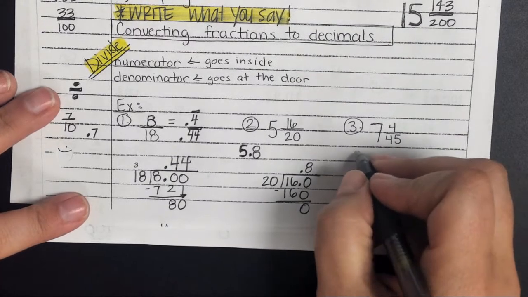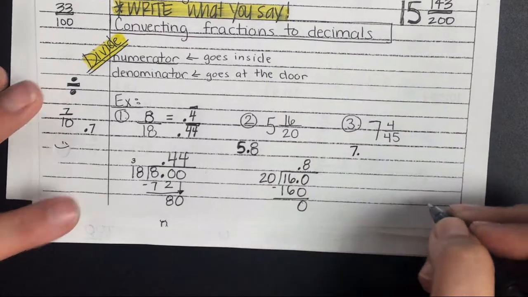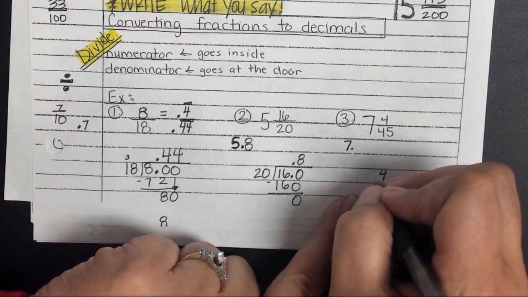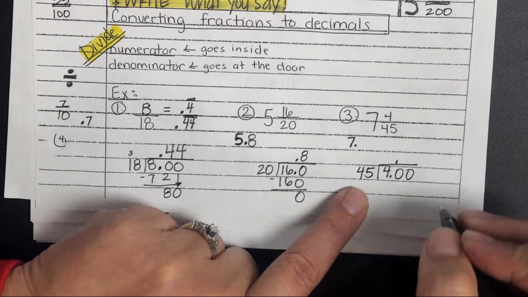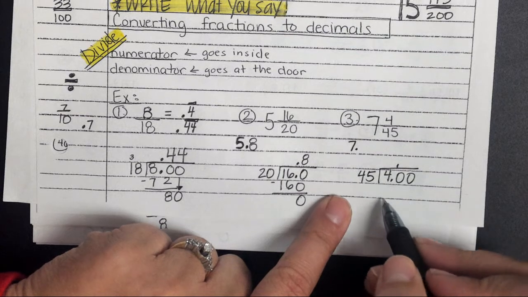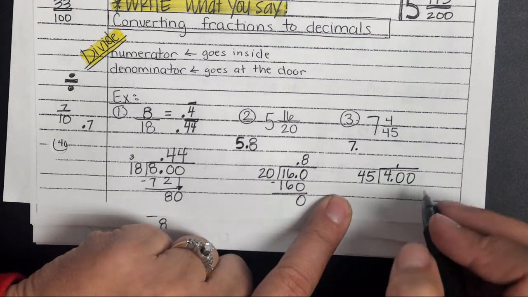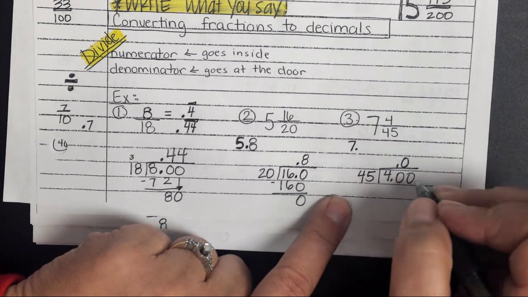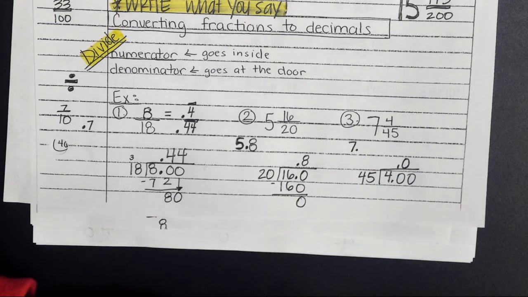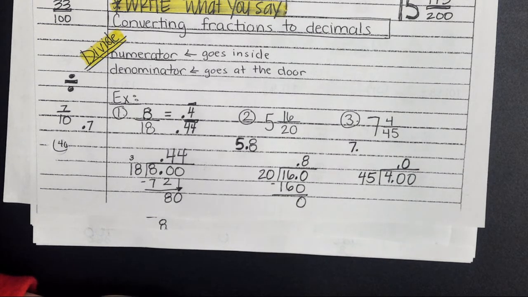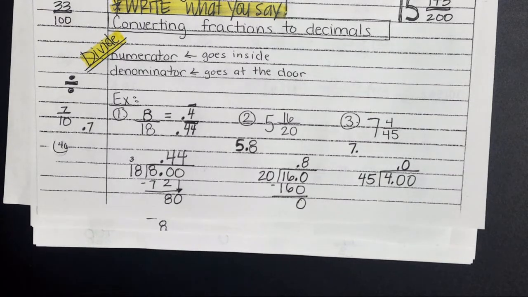Okay, let's try the next one. So again, our whole number, we're going to put over here to the side. And then we have 4 divided by 45. Now we got to be careful on this one. Add decimal and zeros. I know 45 can't go into 4, but can 45 go into 40? No, guys, you have to put a 0 here. Once you put your decimal, you have to put your 0 there. So many of you on your test last Friday missed the 0.